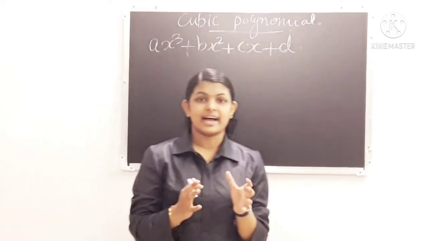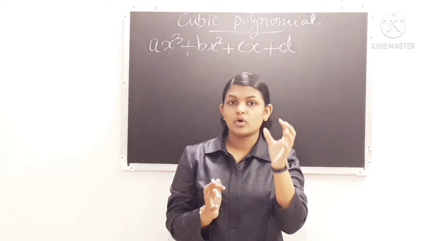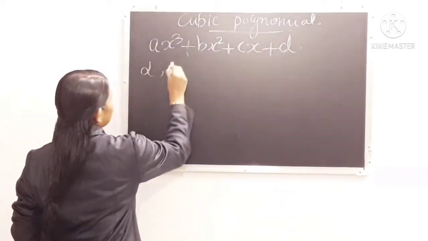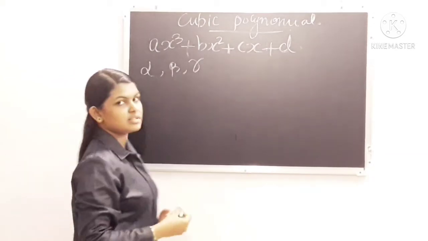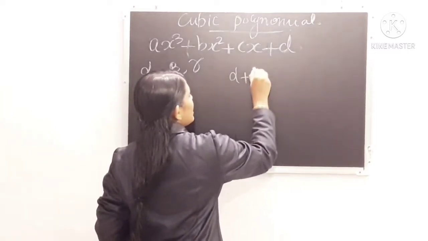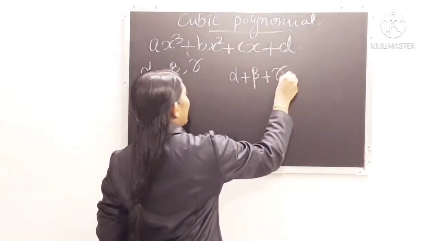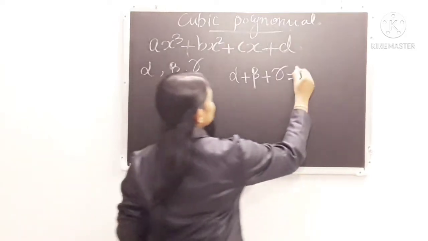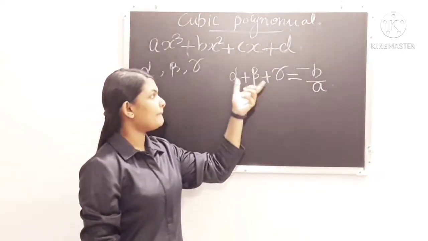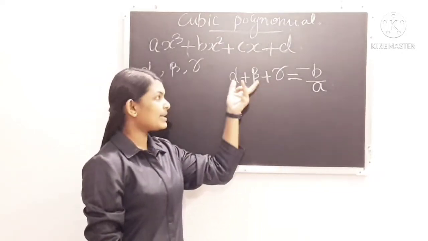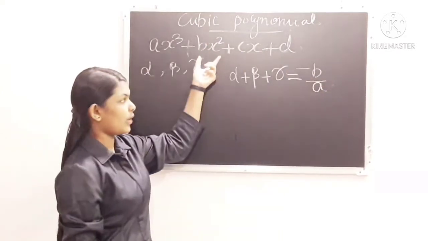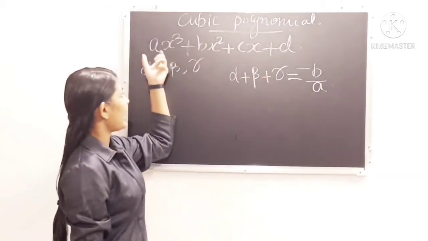We already discussed that a cubic polynomial has at most 3 zeros possible, and we can name the 3 roots as alpha, beta and gamma. So what is the sum of the roots? The sum of the roots, that is alpha plus beta plus gamma, can be generally written as minus b by a, where b is the coefficient of x squared and a is the coefficient of x cube.